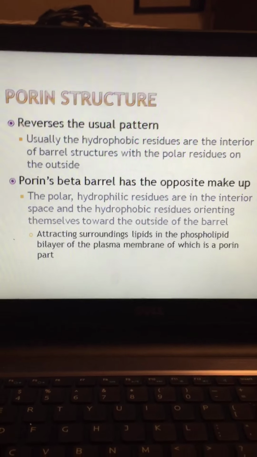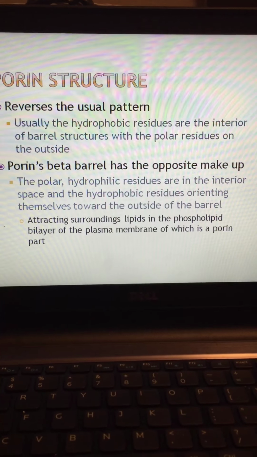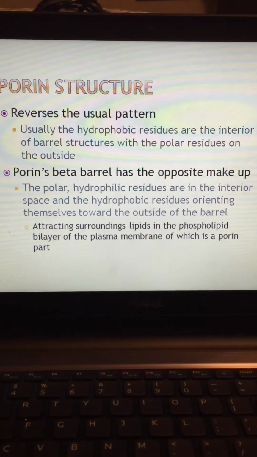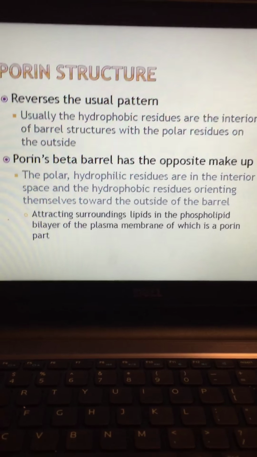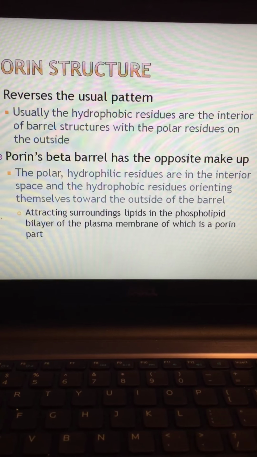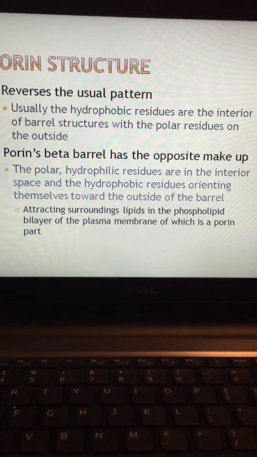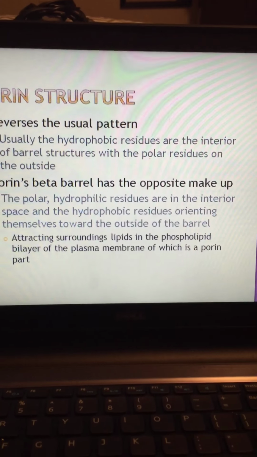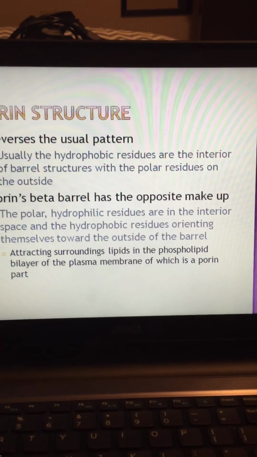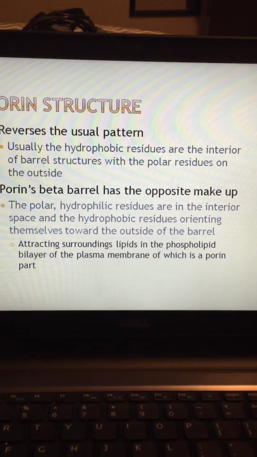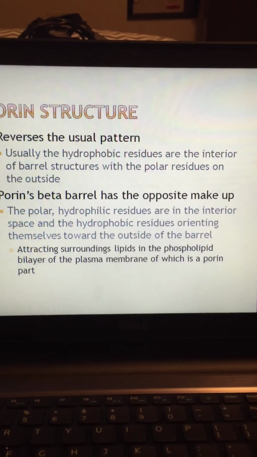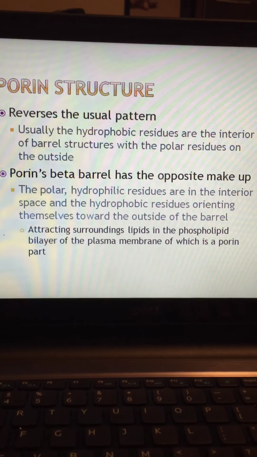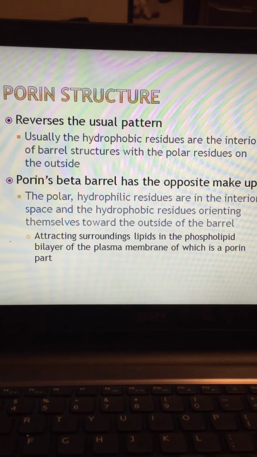The structure reverses the usual pattern. Usually the hydrophobic residues are on the interior, and polar residues are on the outside. But porin's beta barrel has an opposite makeup, because the polar hydrophilic residues are on the inside, and the hydrophobic residues flip to the outside. This is because porin is in the membrane, and it has to attach, so it has to be opposite in order to cling to it. The hydrophobic and hydrophilic regions of the beta barrel structures have to flip, attracting surrounding lipids in the phospholipid bilayer of the membrane, of which porin is a part.